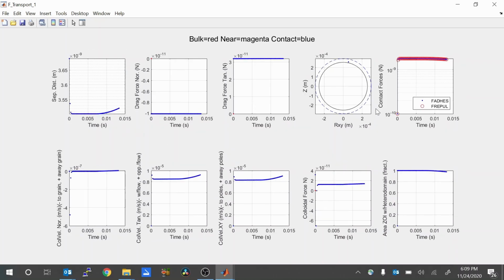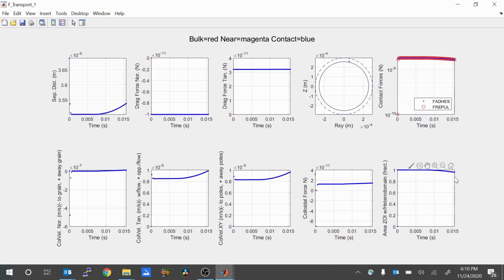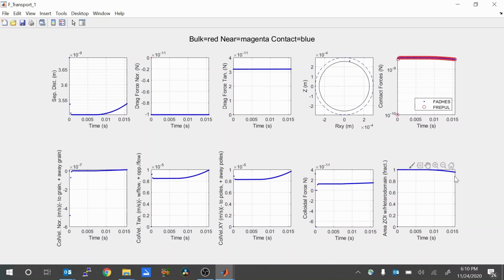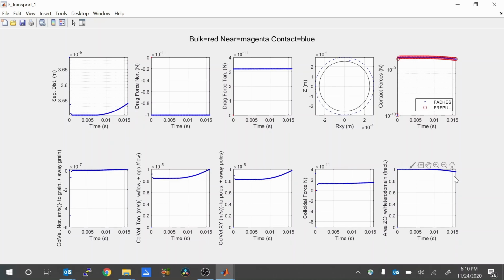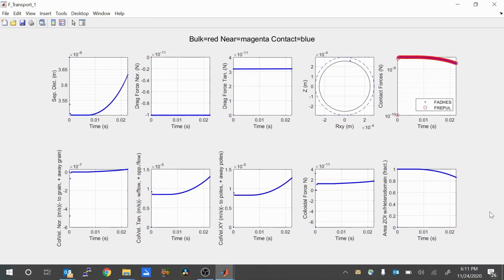Also, the contact forces now are in equilibrium. The blue and the red are over each other, but they're both starting to decrease as it moves away from the surface a bit. The area of the zone of interaction covered by heterodomains is decreasing. It's rolling off the heterodomain. So that is what's driving its separation from the surface, lesser normal attraction force. So it is rolling off the edge of this heterodomain.